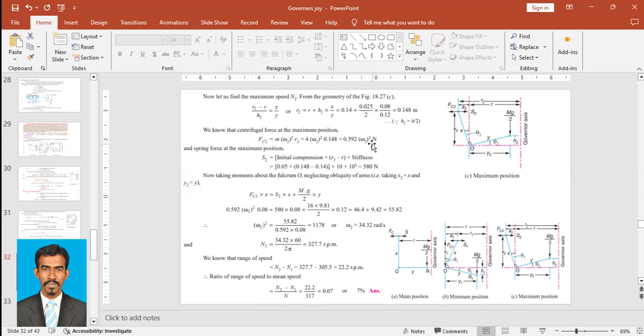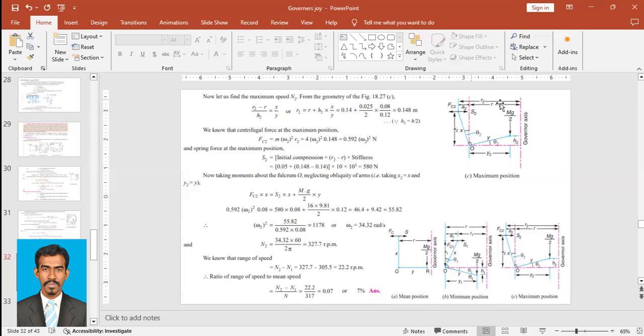Okay. So now we have to go for the moment calculation. For that, we first need the spring forces. So now we have to find S2. Spring force S2 is equal to stiffness S into the compression distance. So that is initial compression plus an extra, and at mean position the initial compression was given in the question as 0.05 meter. Now there is an extra expansion, that is A2.